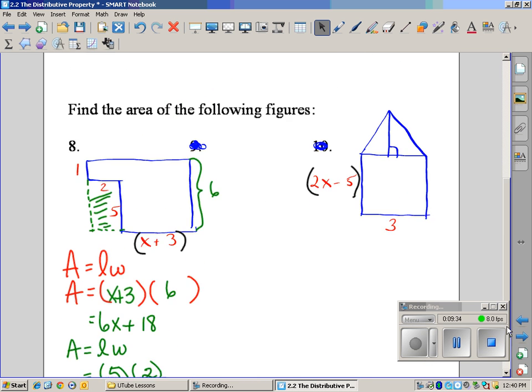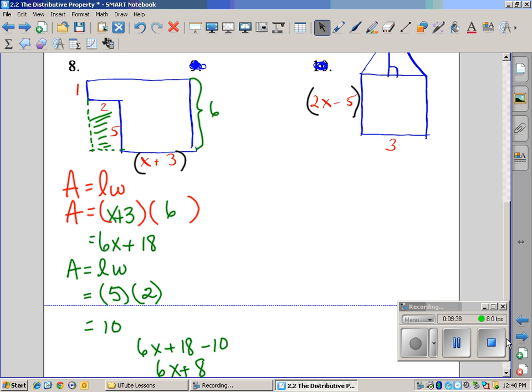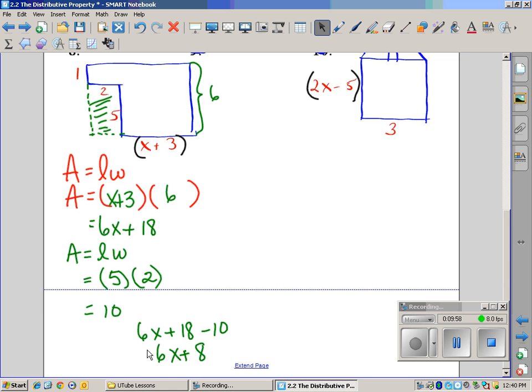See what you think. I've got 2 more area problems. I've done one for you. You can follow my work. I've decided to find the area of the entire rectangle and then subtract out the little piece that I don't need. Area, length times width, x plus 3. This is 6 because of the 5 plus 1. Area of the guy I want to subtract out is 10. And I do the subtraction, 6x plus 18 minus the 10, and I get 6x plus 8.